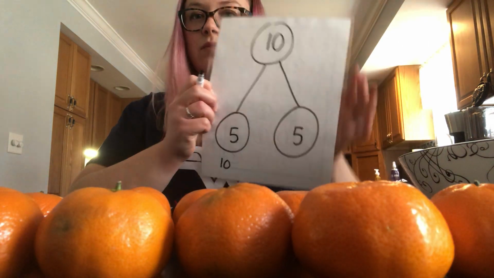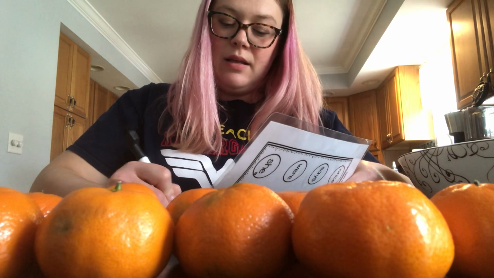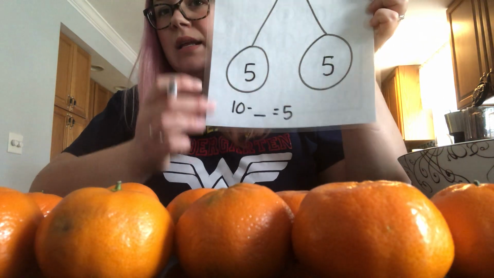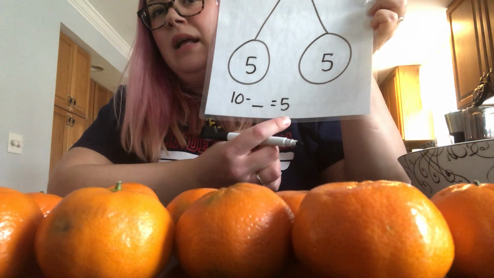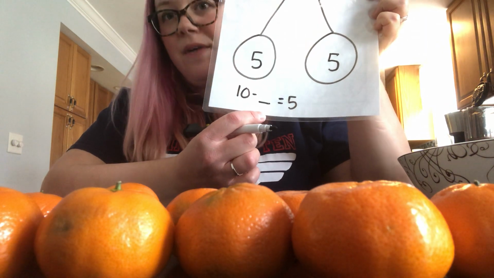So if I had 10 and I had 5 showing, 10 take away how many is 5? So how many were hiding? 5, you're right.